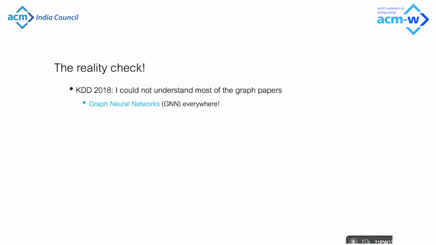But then there was some reality check that I faced in 2018. I went to KDD, I had a paper there, and KDD is sort of the main conference that I consider one of my homes because it's a data mining conference. I was working on data mining. But then I went there in 2018 and I felt that I was unable to understand most of the papers. Why? Because almost all the papers were talking about something called graph neural networks, which I just knew something is happening in that space, but I did not really pay much attention to.